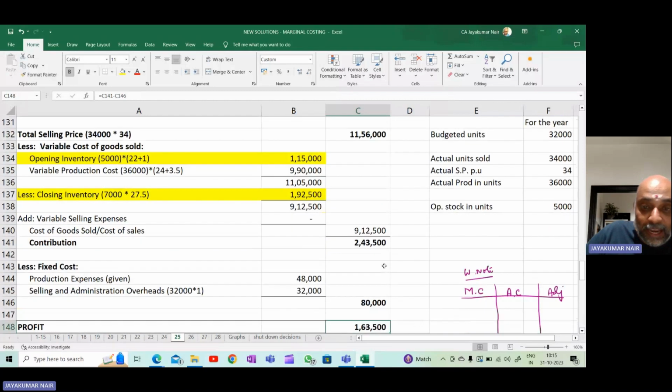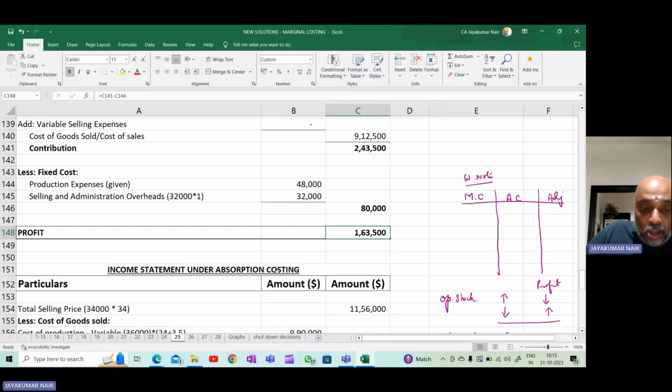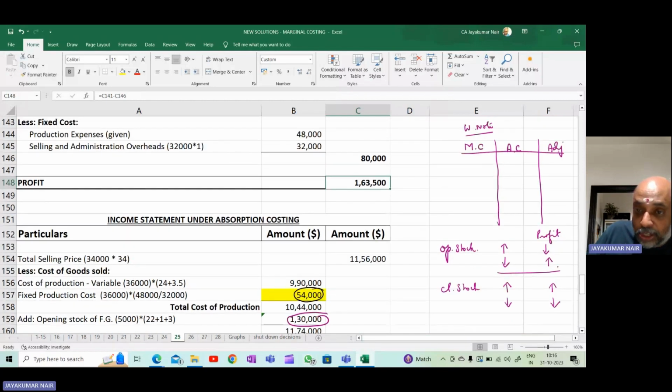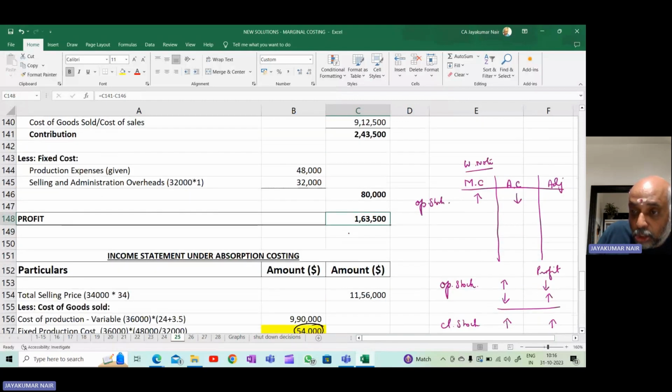So bear this part in mind. You compare the opening inventory. What is the opening inventory here? It is 1,15,000 under marginal costing. But in absorption costing, the opening stock is 1,30,000. Since opening stock in absorption costing is more, absorption costing profit will be less, and marginal costing profit will be more, because here you have taken less opening stock and here more. More opening stock means less profit, less opening stock means high profit. What is the difference between these two? 1,30,000 minus 1,15,000 is 15,000. So 15,000 you need to subtract if you're starting with marginal costing. See this arrowhead: if the arrowhead is down, you have to minus; if it is up, you have to add.